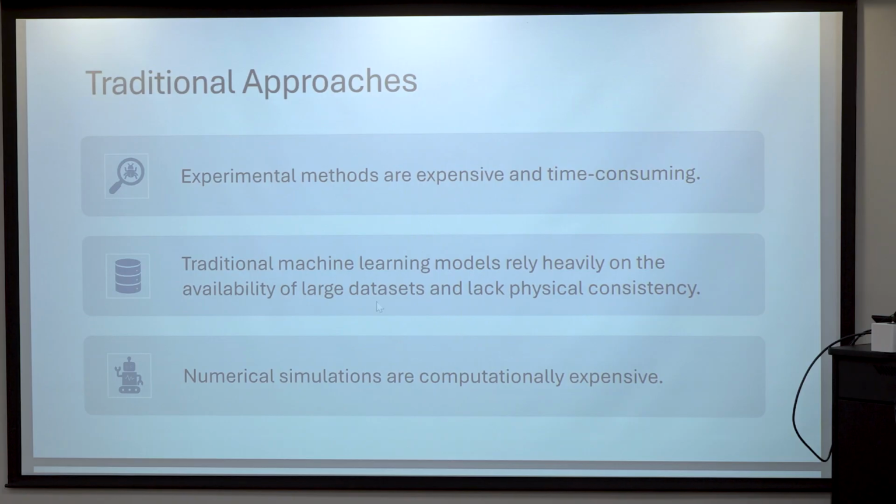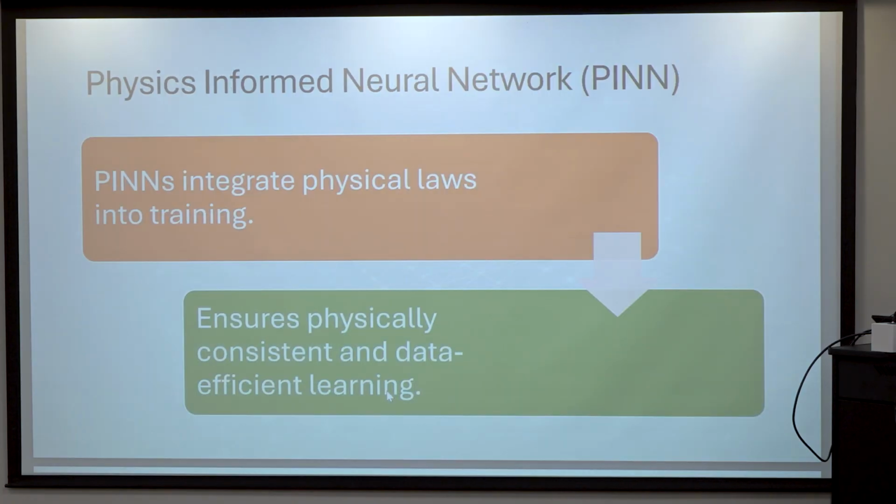And another thing is that black box machine learning models only take the data, find the loss, and then optimize it. They are actually ignoring the physics here. And in advanced manufacturing, we actually need the physical constraints too. And numerical simulations such as FEMs are also computationally expensive. So that's where physics-informed neural networks come in. They integrate physical laws, such as conservation laws or, let's say, heat equations, into the training. So it is both physically consistent and also data efficient.